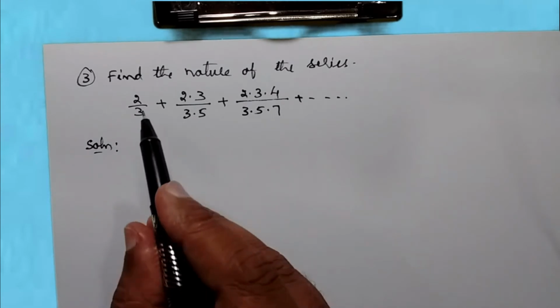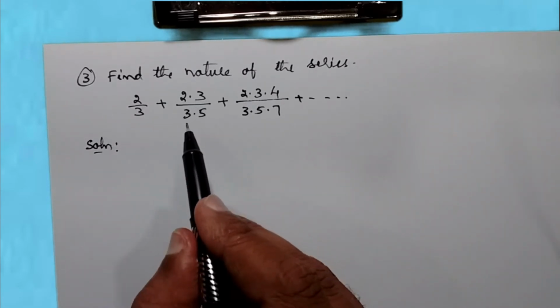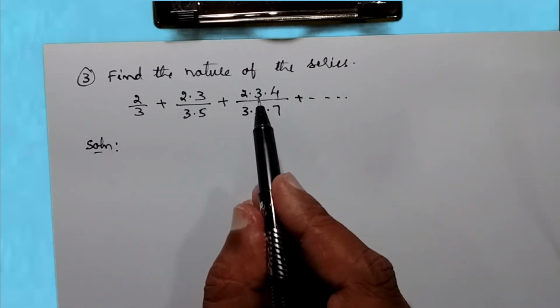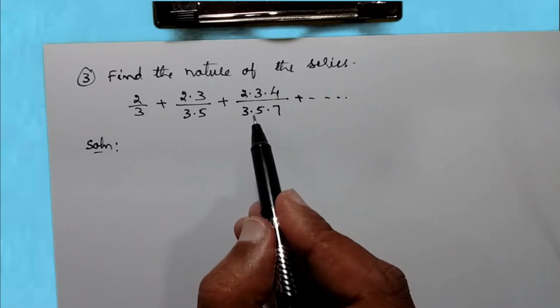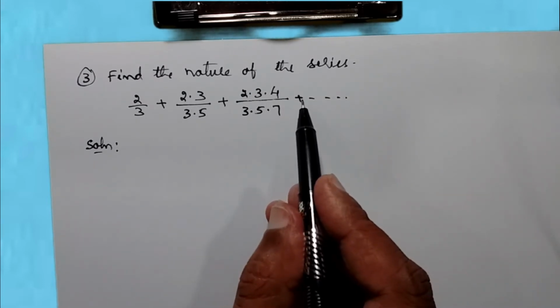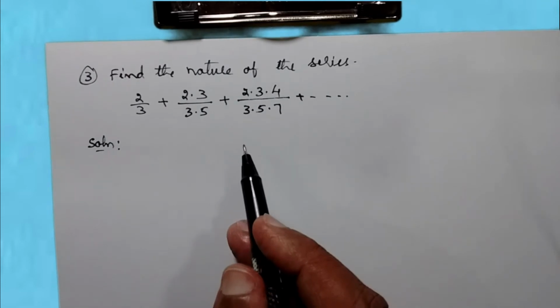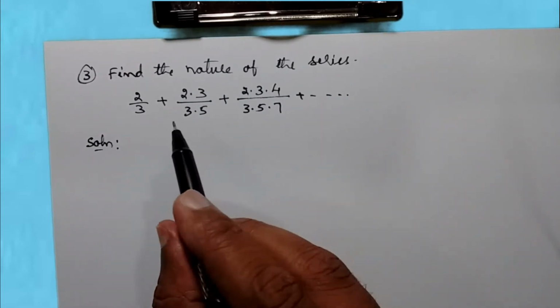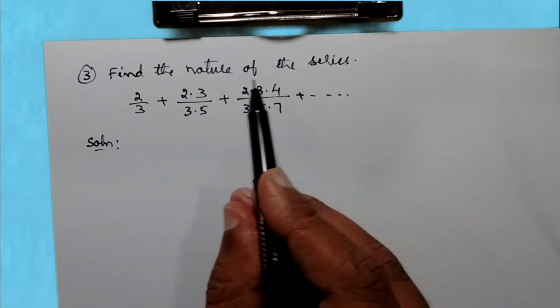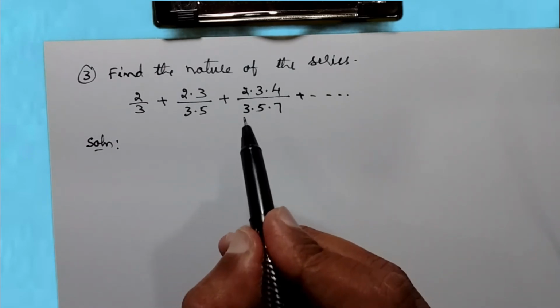Find the nature of the series 2 by 3, 2 into 3 by 3 into 5, plus 2 into 3 into 4 divided by 3 into 5 into 7, and so on. The series will continue. So if we try to observe this one, how do we find the value of un and un plus 1 from this result?